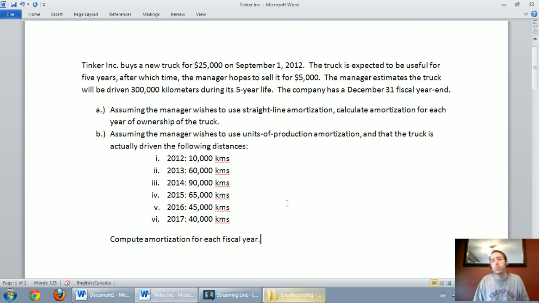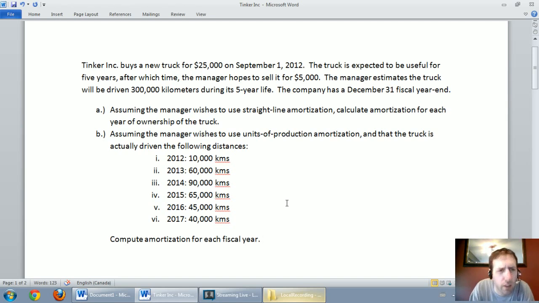So again, we're going to do the same example. You can see I've added a part B to it. And it's not going to be based on years ticking by. In the case of this truck, it's going to be based on the number of kilometers it's driven. You might do units of production based on the number of units that a machine can produce. There's a lot of options here, but let's go ahead and go through Tinker Inc. This time, not using straight-line amortization, but using units of production.